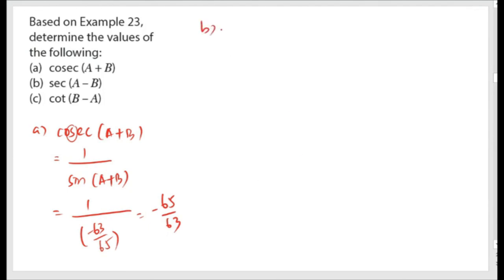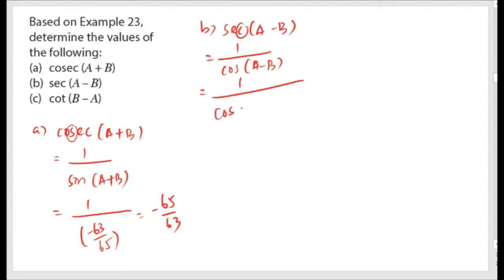Then for part B, secant A minus B. So it's 1 over cos A minus B. This one we didn't do just now, so we have to do it. Use the addition formula. It becomes cos A cos B, negative becomes positive, sine A sine B. Then you substitute the values inside.